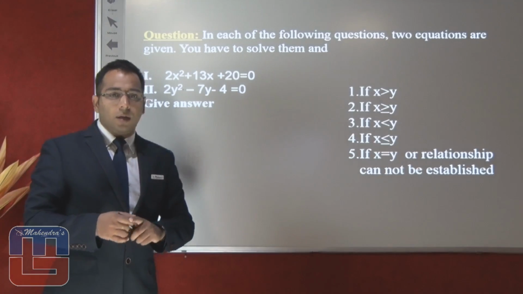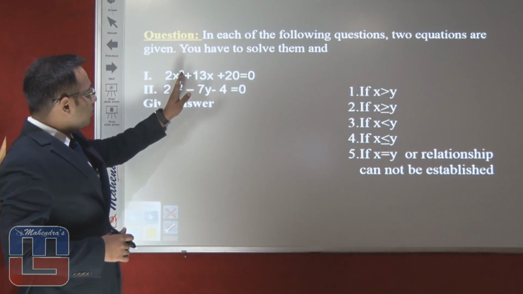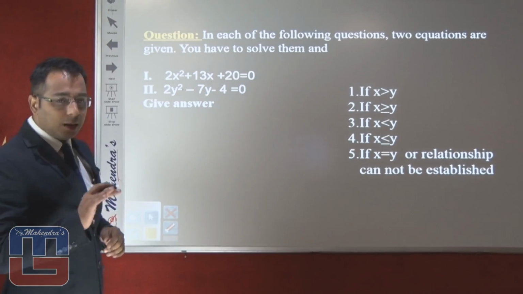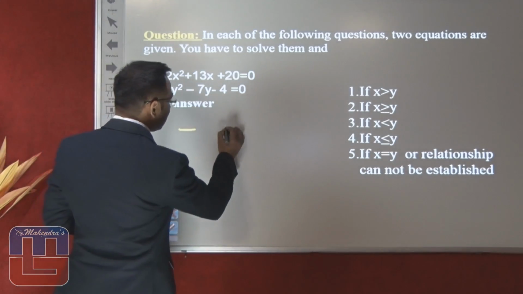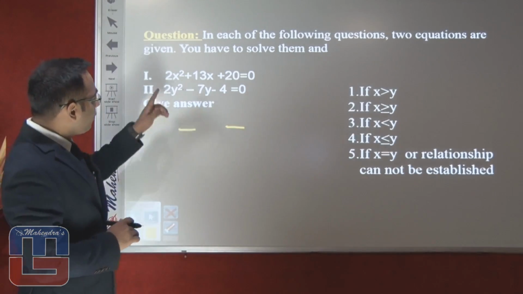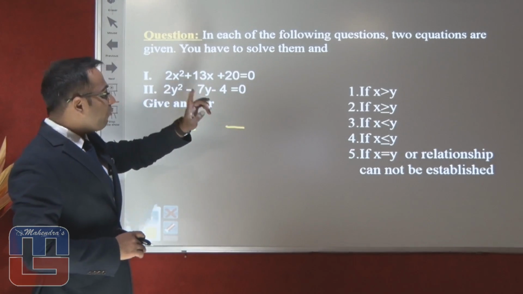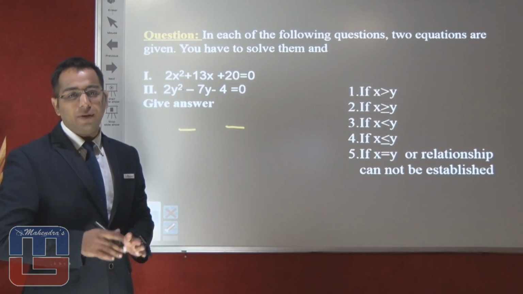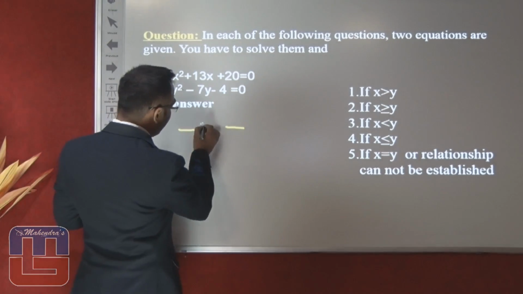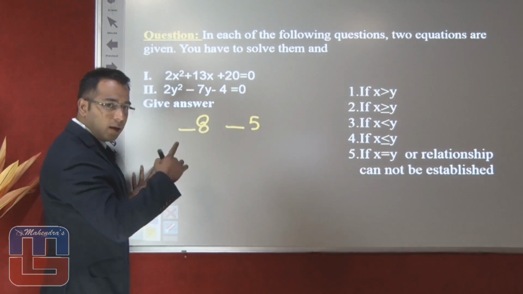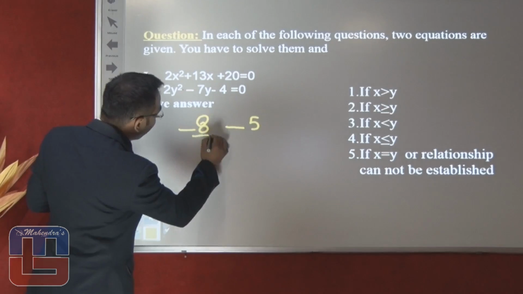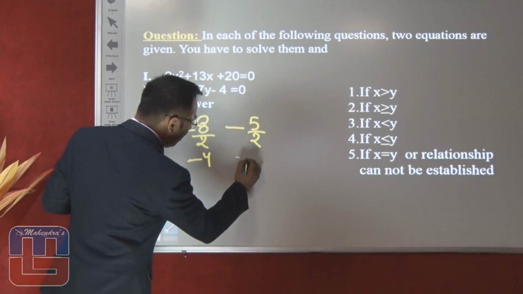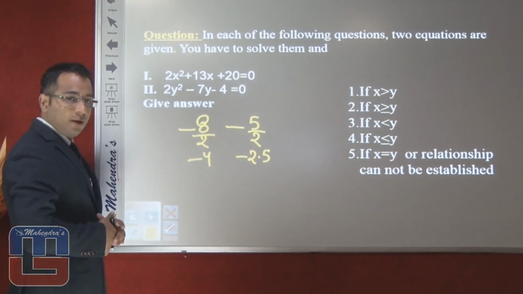Next question here. The equation given to us is 2x square plus 13x plus 20. Since we have plus signs, we are sure that the roots will be minus minus. Now what we have to do: 2 into 20 is 40, and from 40 we have to find the roots which can make 13. The roots will be 8 and 5, 8 plus 5 is 13. We have to divide that by 2. Now we have the roots which are minus 4 and minus 2.5.